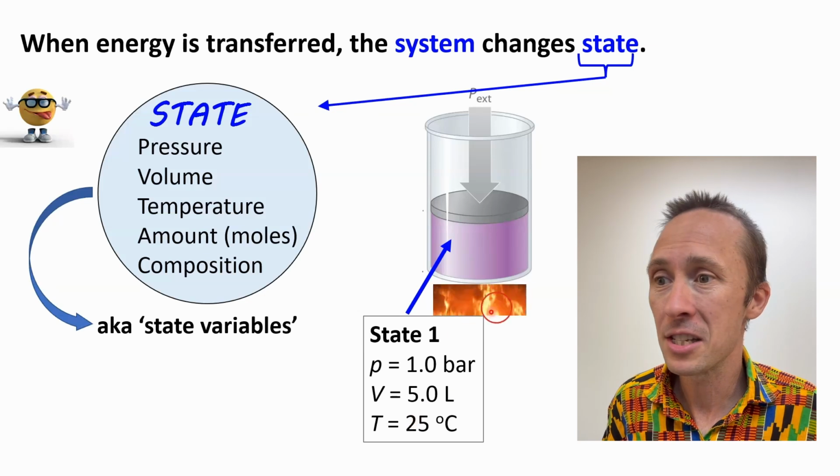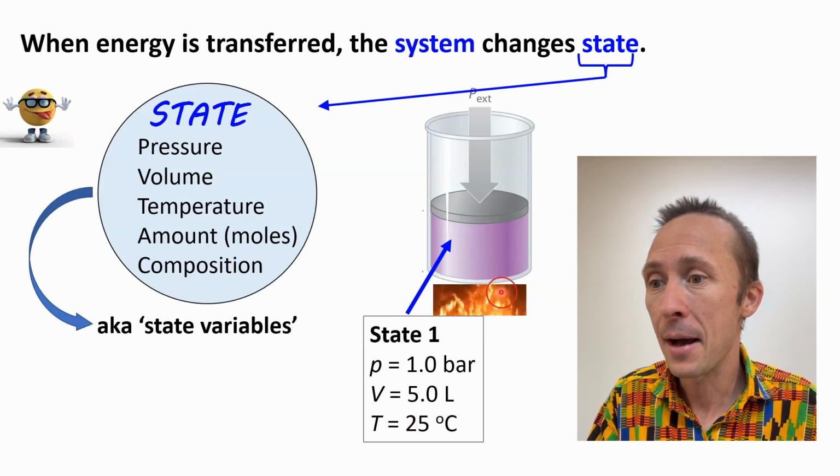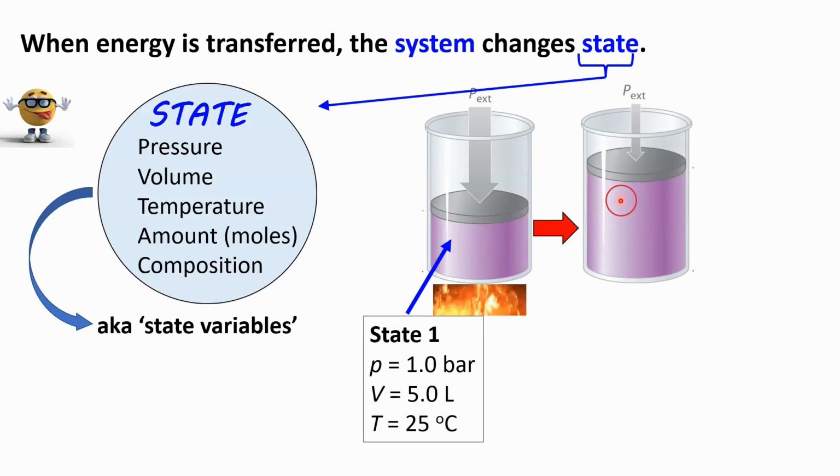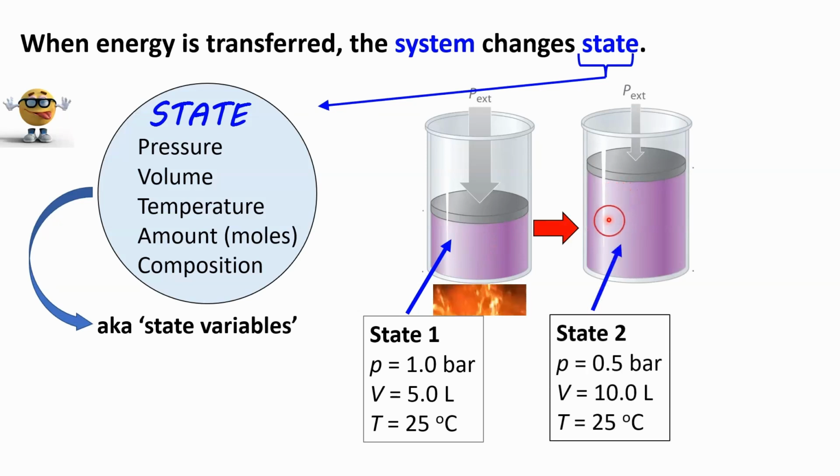If we were to change the state, say we heat it up here and allow the gas to expand, it's now in a different state because the state variables have different values. Maybe the pressure is only half a bar, for instance. Maybe the volume is 10 liters, and so it doubled. And maybe the temperature stayed the same.